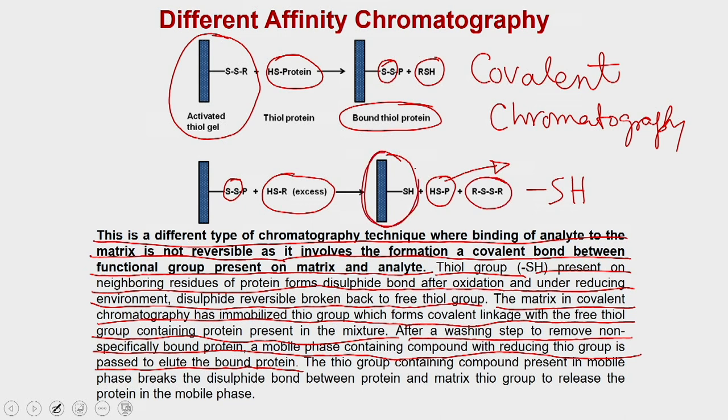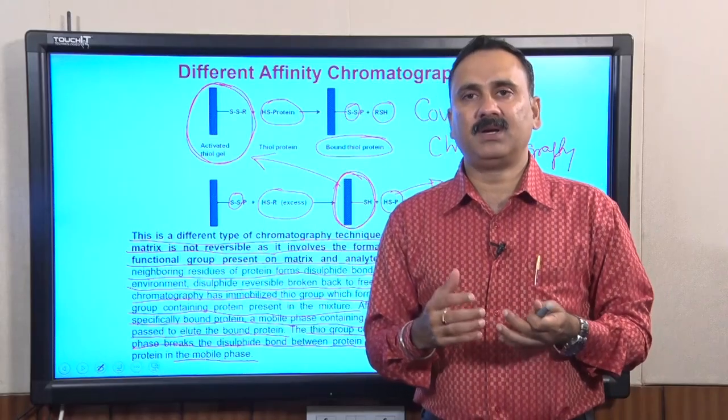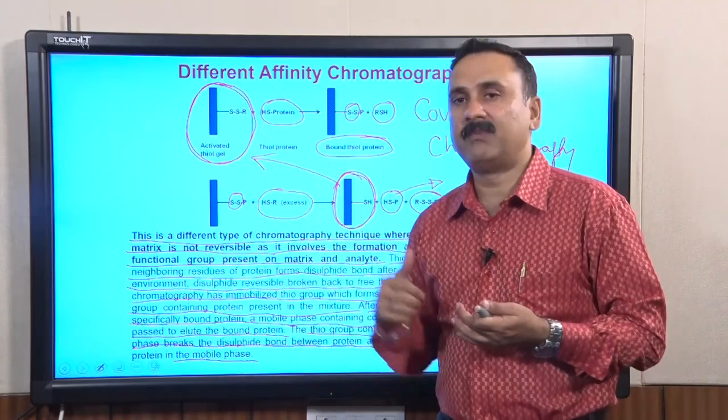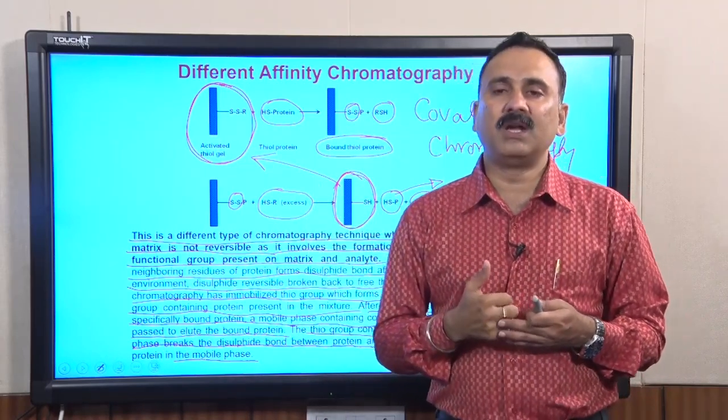But you see this particular type of matrix is very, very different, which means you have to regenerate it from this matrix to the original matrix to perform another round of purification. The thiol group-containing compound present in the mobile phase breaks the disulfide bond between the protein and the matrix thiol group to release the protein in the mobile phase, and that is why covalent chromatography is a destructive chromatography, where it actually provides the specificity, because not all the proteins are going to couple to this particular functional group which is present on the matrix.